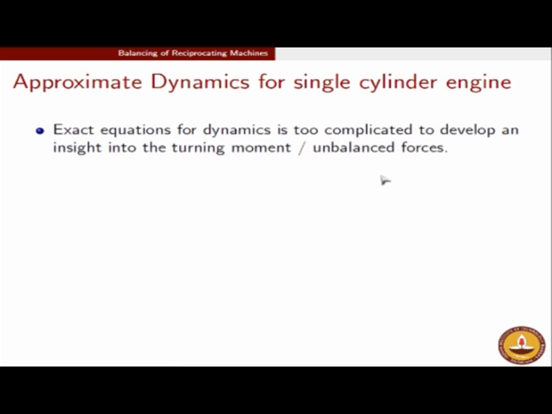Though the solution is possible and its graph can be drawn, you are not going to get any insight into that solution. Therefore, we move into a territory of approximate dynamics, and we will appeal to the principle we derived in the last slide: unbalanced force equals the total inertia force on the machine, and unbalanced moment equals the total inertia torque on the moving parts of the machine. With this we are going to get a very simple formula for the unbalanced forces and unbalanced torques hitting our engine.